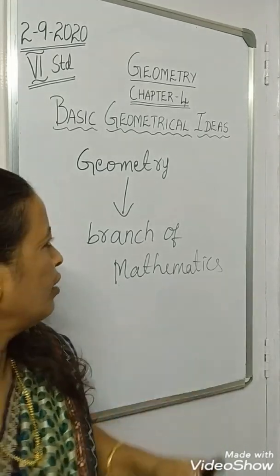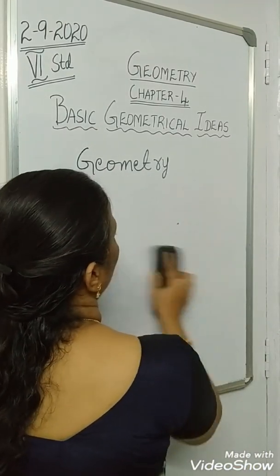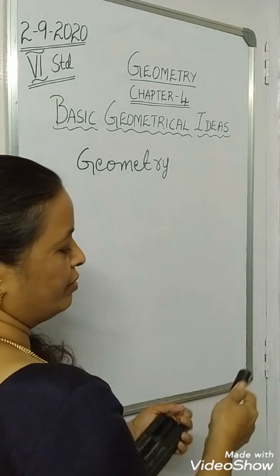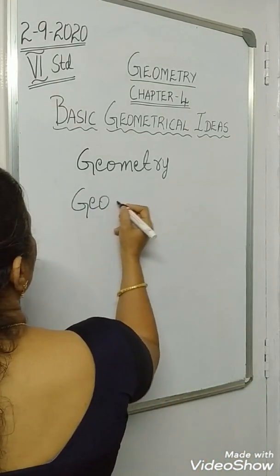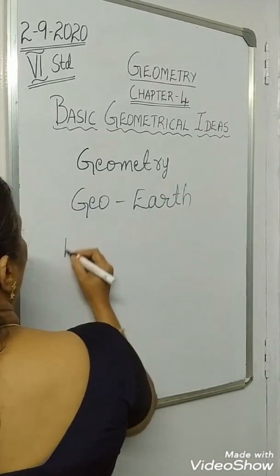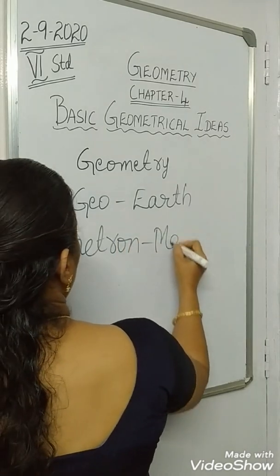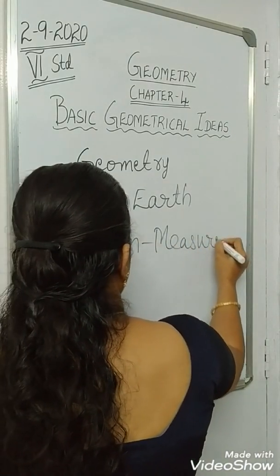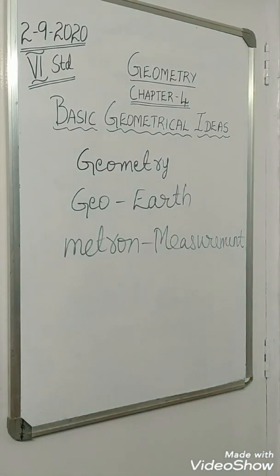Now let us see, what do you mean by geometry? We'll split the word: geo means earth, and metron means measurement. So, geometry means measurement of earth.